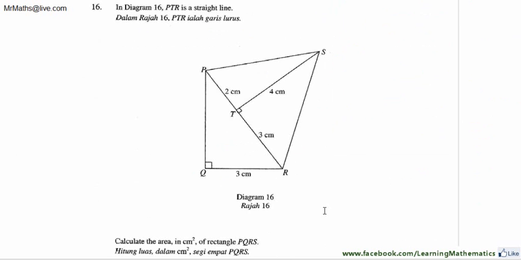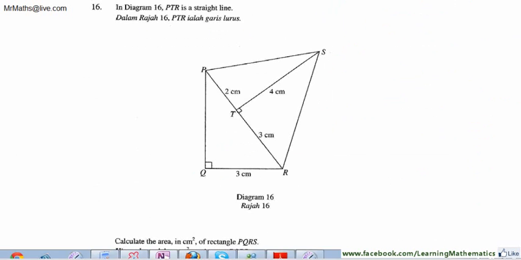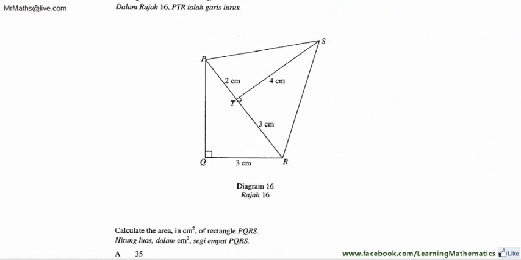Okay, number 16. In diagram 16, PTR is a straight line. Calculate the area in cm squared of rectangle PQRS, the whole diagram. We want to find the total area. So what we need to do is find the area of the individual triangles first.